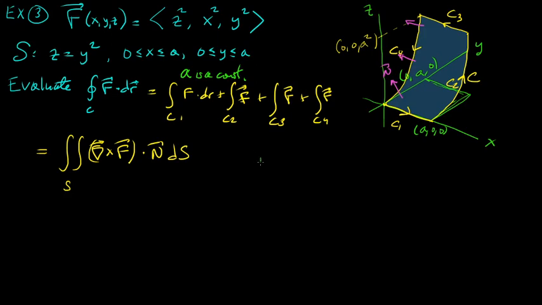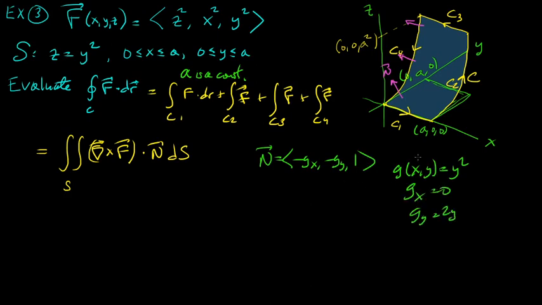And, yep, so we'll just use the usual negative g_x, negative g_y, and 1. So g, of course, is just y squared. So the x partial is 0, and the y partial is 2y. So the normal vector n has components 0, negative 2y, and 1. Right. And now for the curl of f.